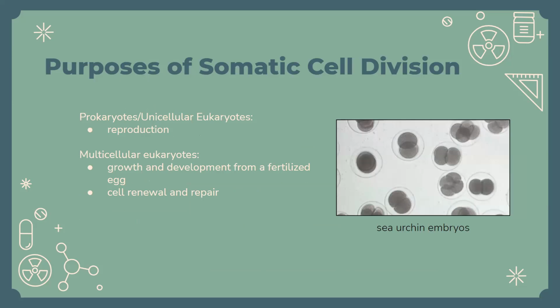Okay, now, I'll just briefly go over the purposes of somatic cell division. In prokaryotes and other unicellular organisms, cell division basically leads to reproduction since they only have one cell. But in multicellular eukaryotes, cell division is used for growth and development from a fertilized egg, as well as cell renewal and repair. On the right side, we use sea urchin embryos as an example of the growth and development aspect. You start from one cell, but through cell division, you can grow and develop into a multicellular organism.